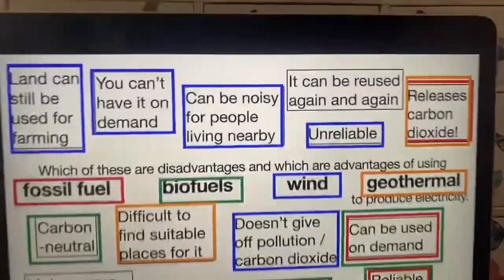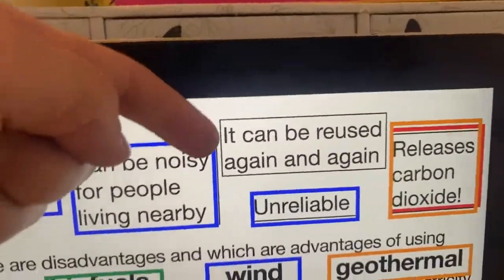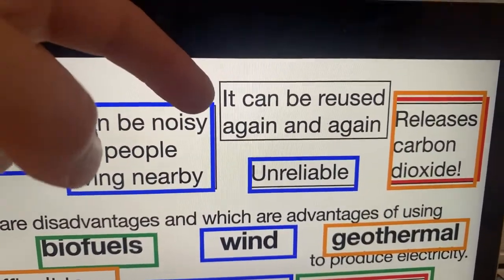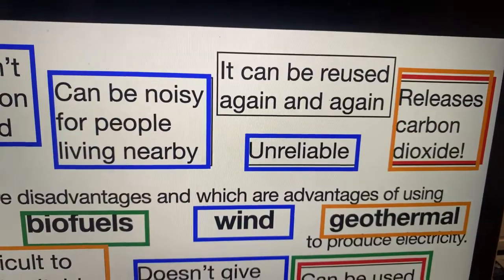And it can be reused again and again. This is a classic mistake that people make at GCSE, thinking that renewable energy means it can be reused again and again. Renewable means it's not going to run out. Don't say it can be reused again and again, like that gust of wind is gone, but it's not. The wind is not going to run out, okay?